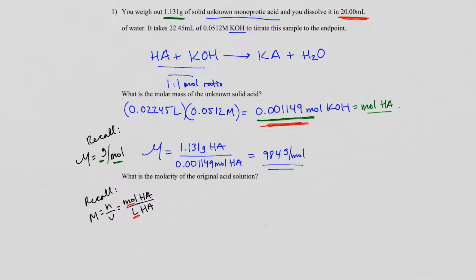We had M equals 1149 moles of HA per 0.02000 liters of HA. And that comes out to be 0.0575 molar. That's kind of funky.